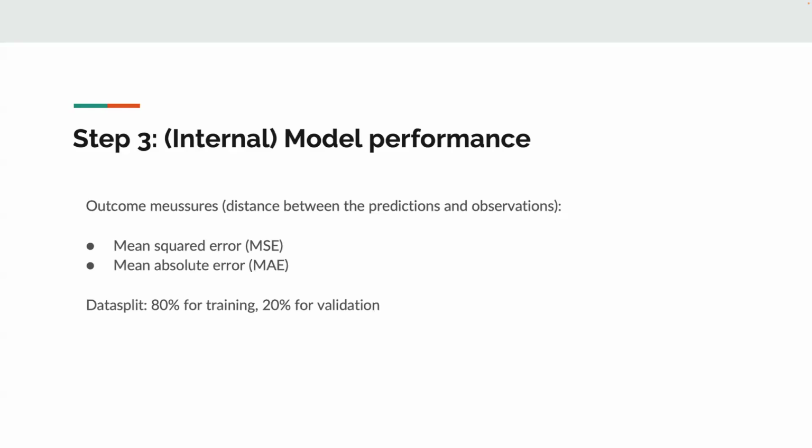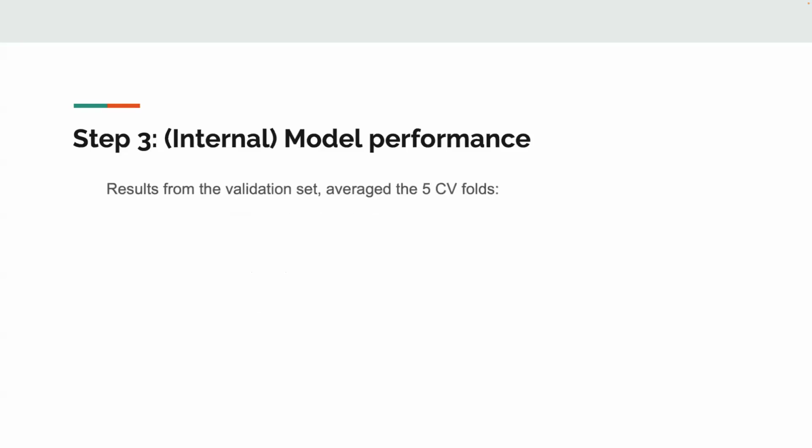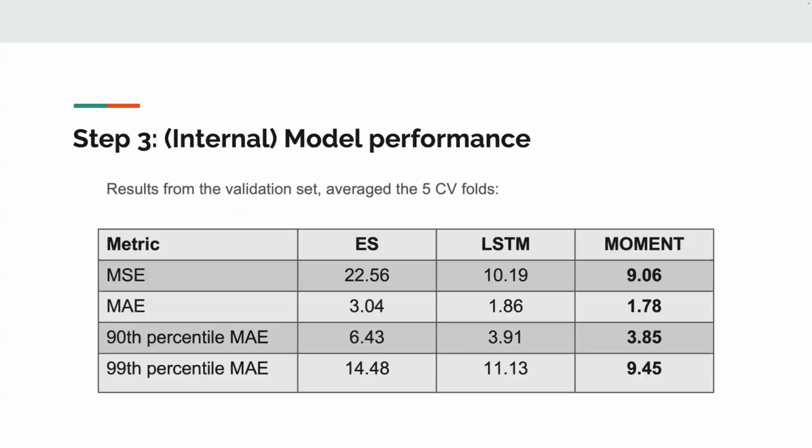For the data split, we split by patient to make sure there is no data from one patient in both the training and validation set. 80% of the patients are put into the training set and 20% in the validation set. Then we do 5-fold cross-validation to make sure that we understand how the model works. Now let's look at some results. This is just the average over the 5 cross-folds.